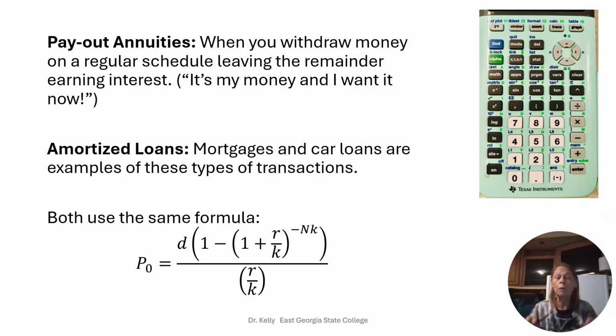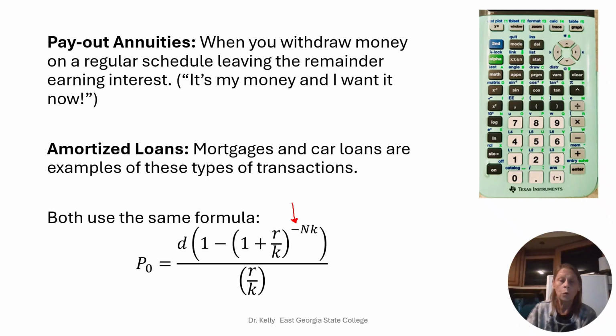Okay. And loans work the same way, like mortgages, car loans, anything that you finance, it works the same way. So both of these situations use the exact same formula. And the formula looks very similar to the annuities formula, but there's a couple of very key differences here. And the biggest one being this negative sign right here. That is a negative exponent.